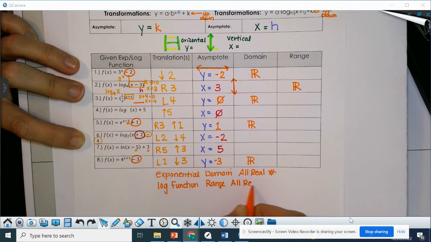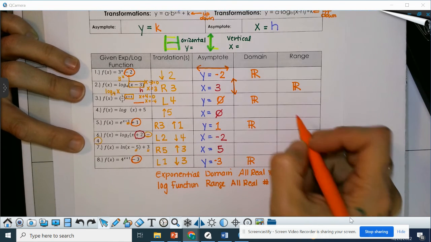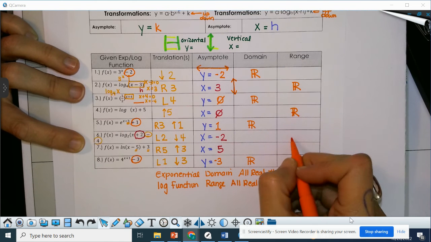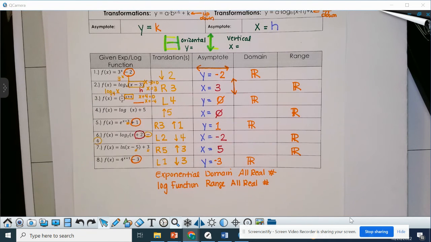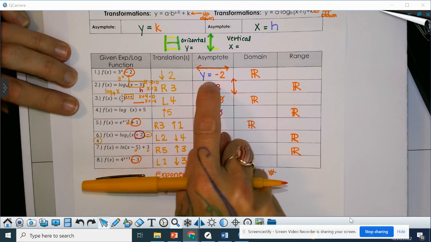Or again, negative infinity to positive infinity, or our double-line R. So all log functions, all natural logs, have a range of all real numbers. So the only thing you have to really think about is the opposites of those. And these parameters where you set up your rules, your asymptotes, are where they're going to count.